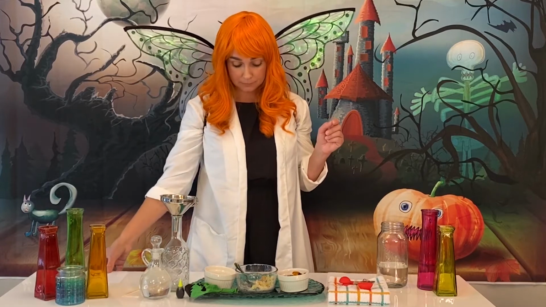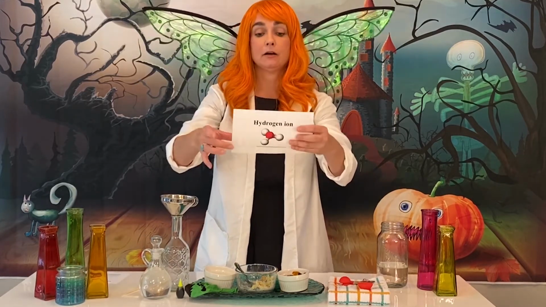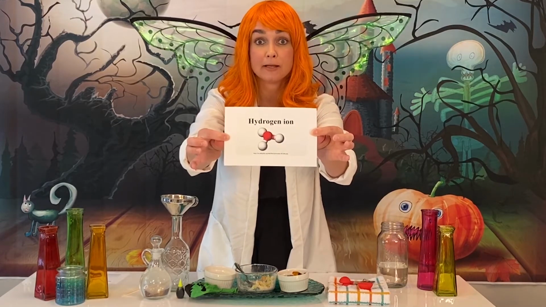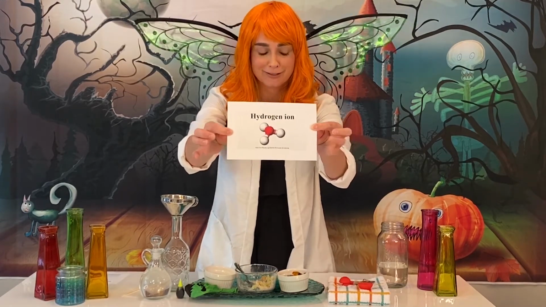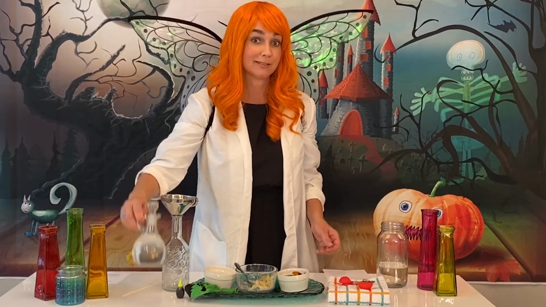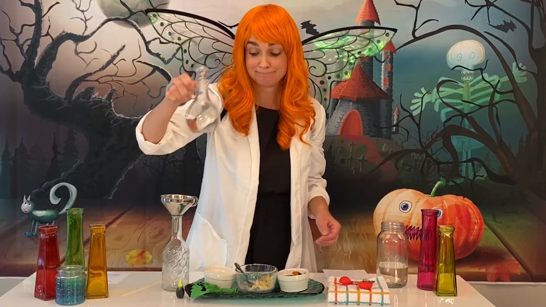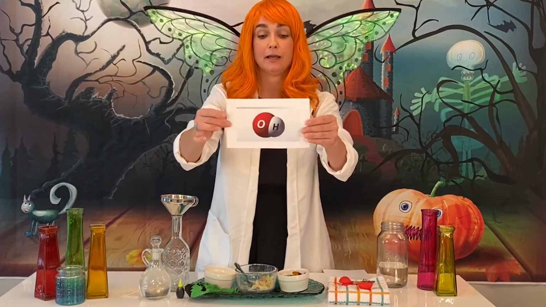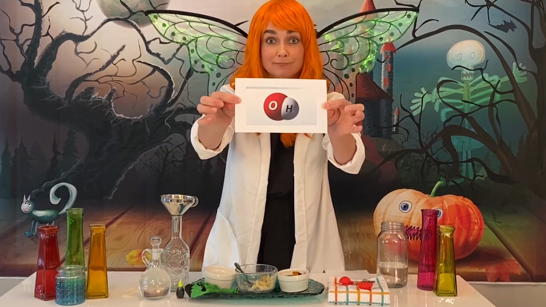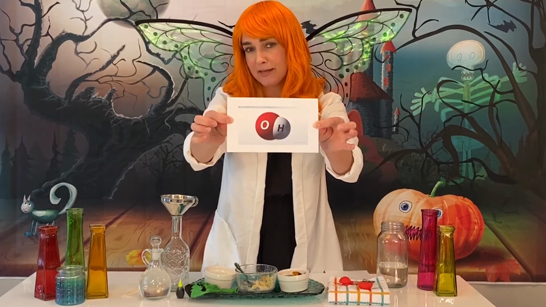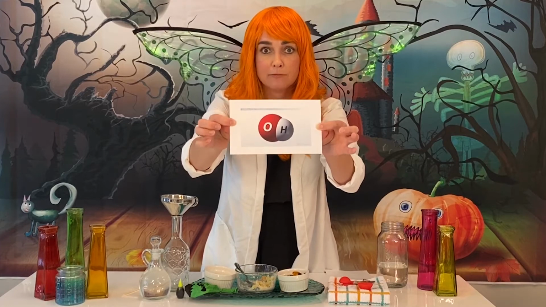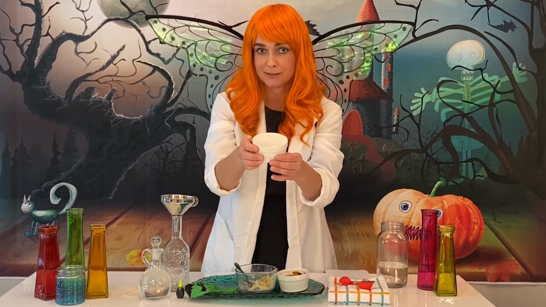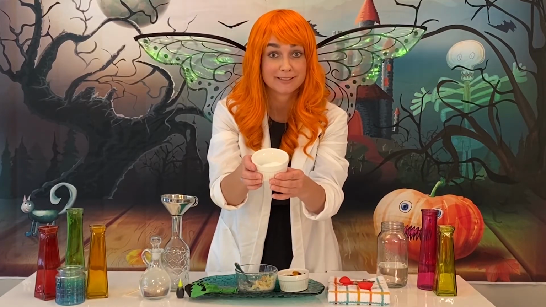An example of a positive ion is hydrogen. And acids are made up of lots of hydrogen ions. Vinegar is an example of an acid. An example of a negative ion is hydroxide. This is what that looks like. And a base is made up of lots of hydroxide ions. And baking soda is an example of a base.